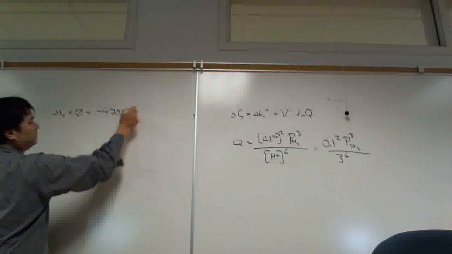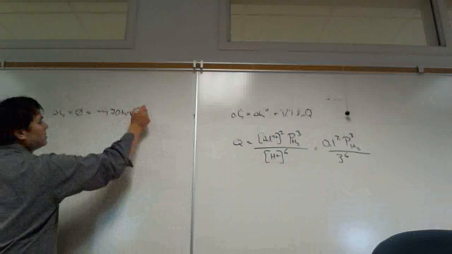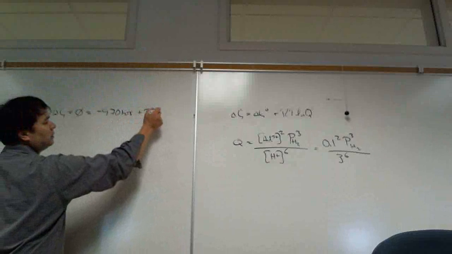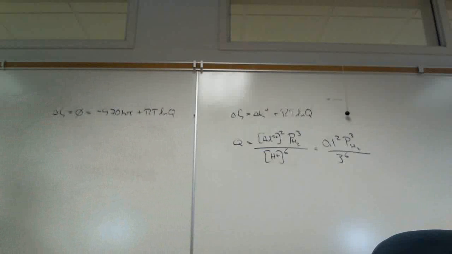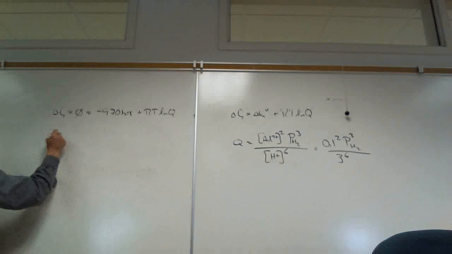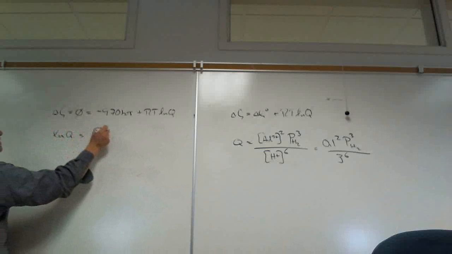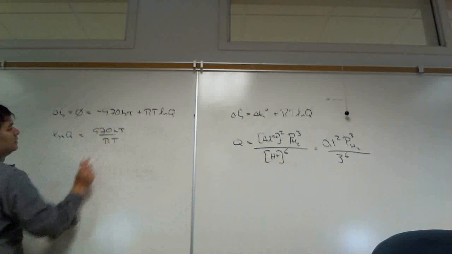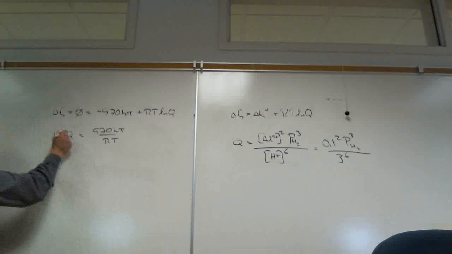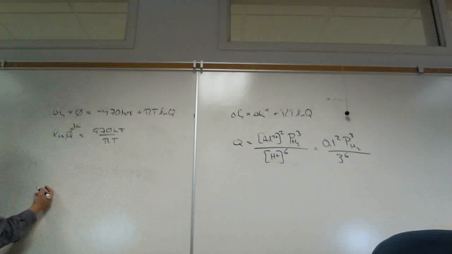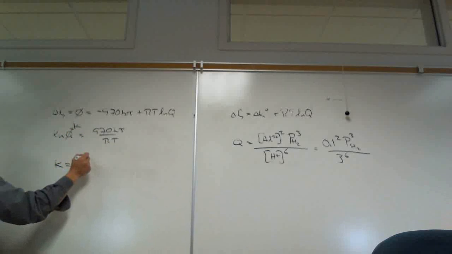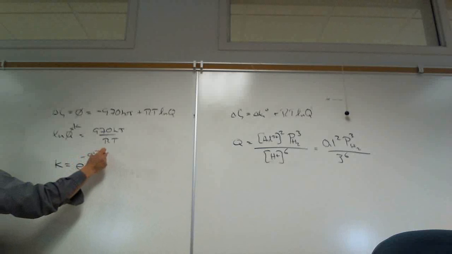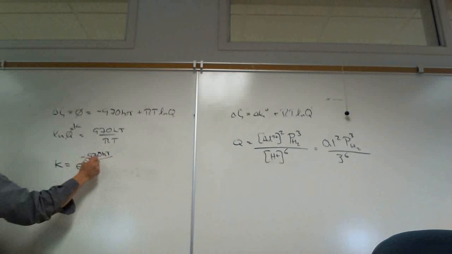970 kilojoules, plus RT ln Q. ln Q is equal to 970 kilojoules divided by RT. Actually, Q is going to equal K now. It's going to be the same number over there. And so K is equal to e to the minus 970 kilojoules, in other words, delta G naught over RT.